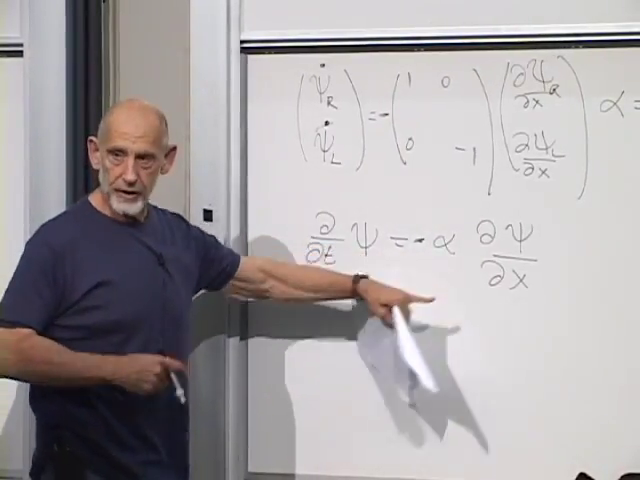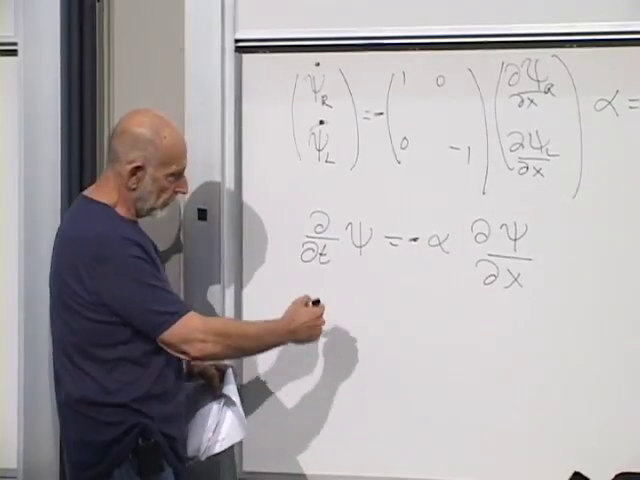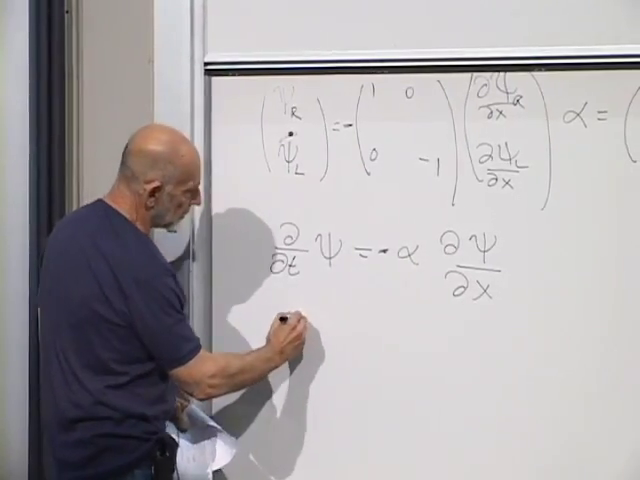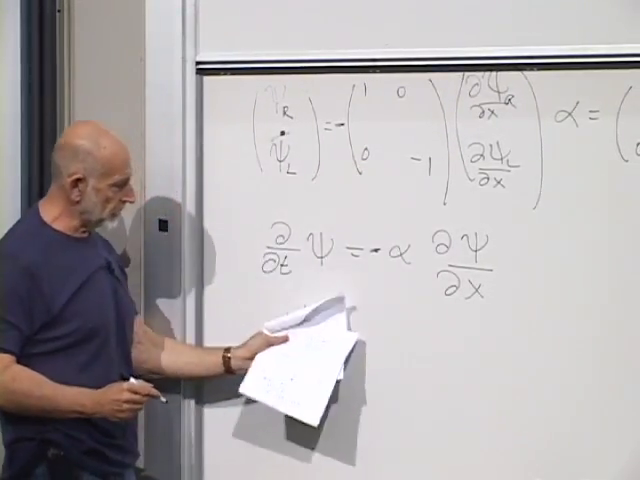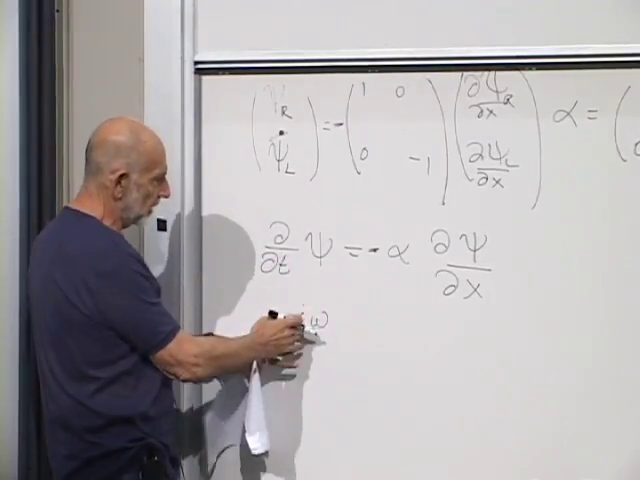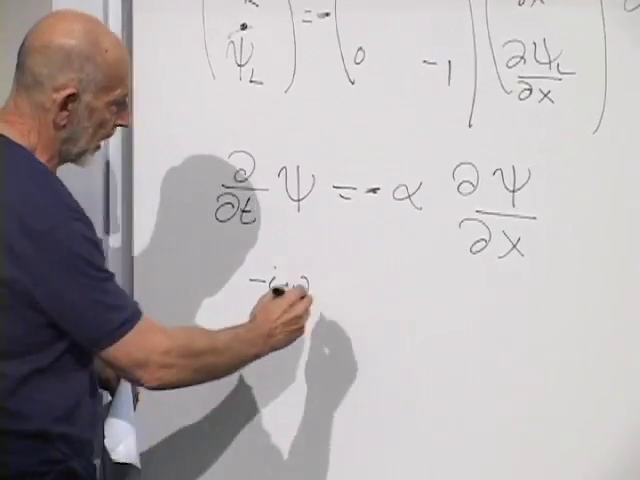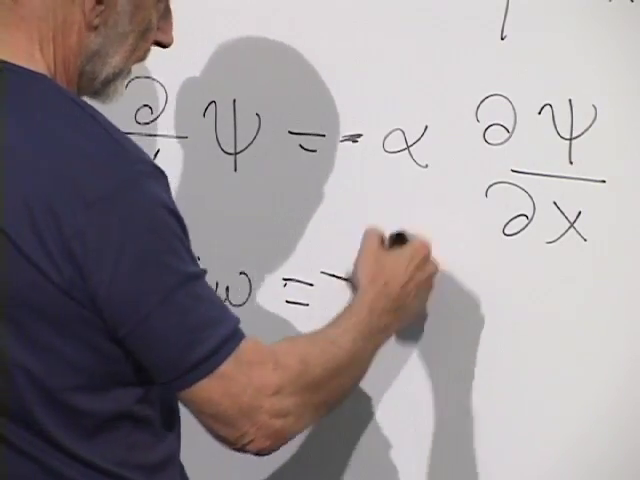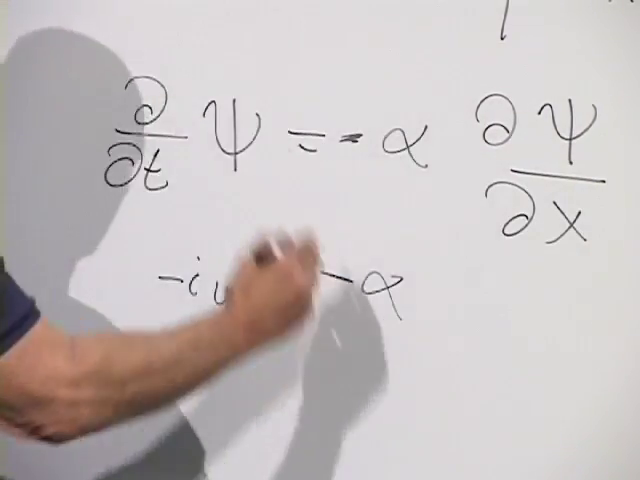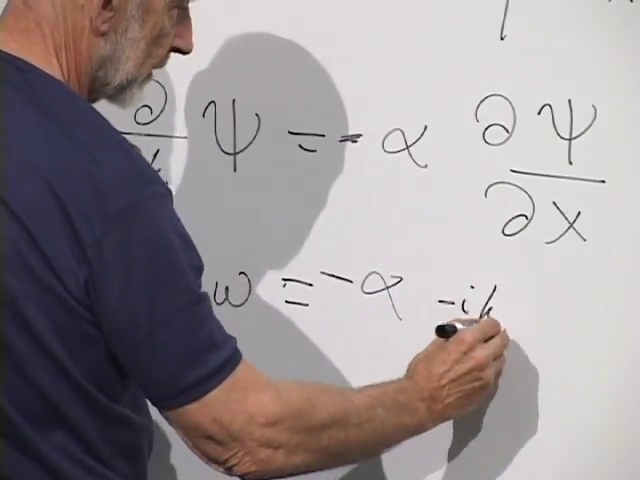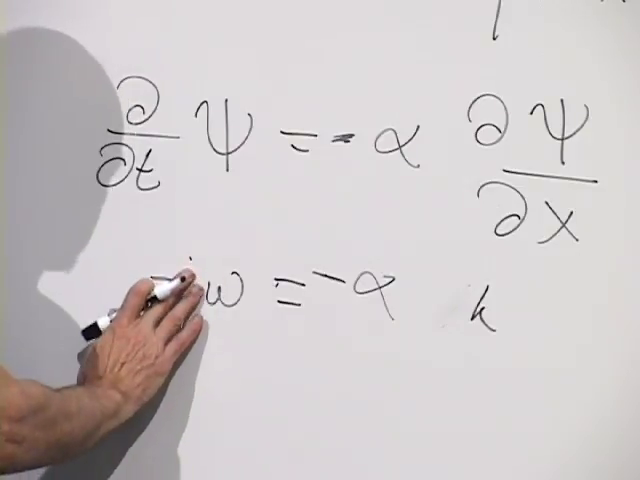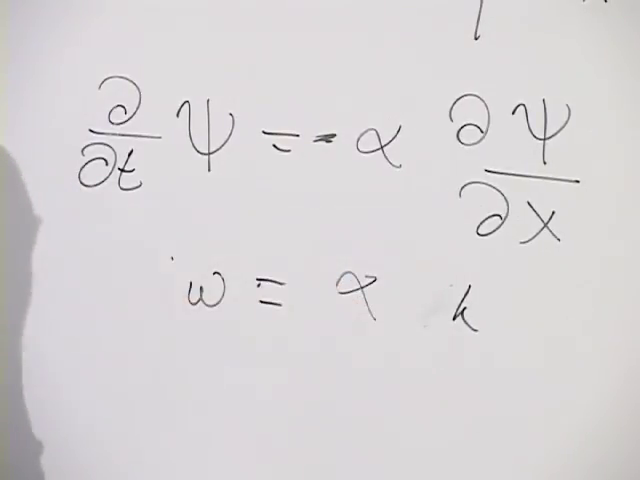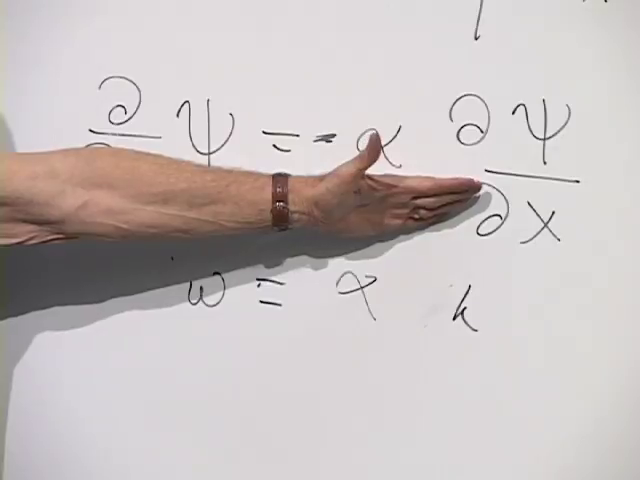Let's rewrite this equation first in a neat form, which will be convenient for us. When you take a wave and hit it with d by dt, it just gives you a minus i omega. This just means d by dt on psi gives you a factor of minus i omega. According to this equation, that is minus alpha times d by dx, which gives minus ik. Canceling out the i's and the minus signs, it says omega is equal to alpha k. This is just shorthand for this relationship here.